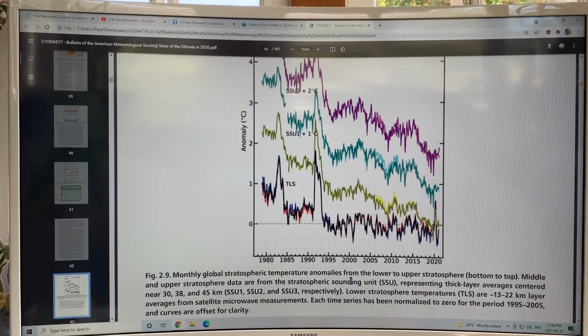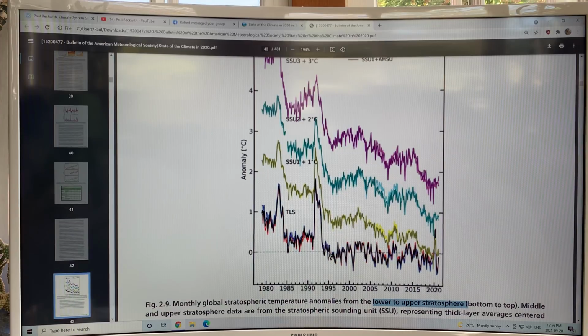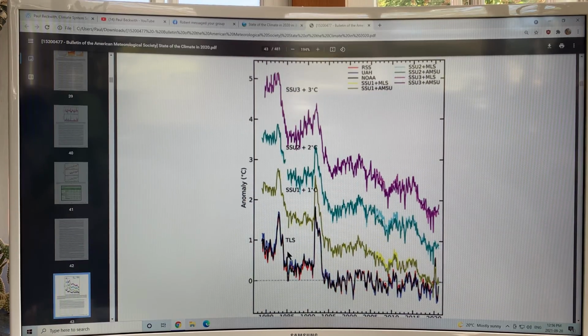This is the upper stratosphere. So global stratospheric temperature anomalies from the lower to upper stratosphere, bottom to top. These are offset so that you can see them. One is added to here, 2 degrees added to here, 3 to there, just to shift all the curves so they don't overlap. And you can see the trend down here, and the slope here is much greater.